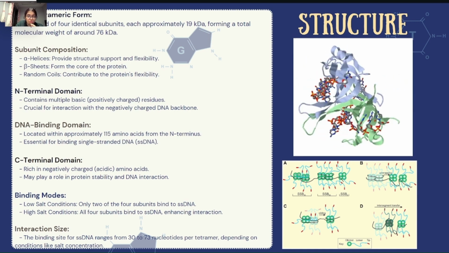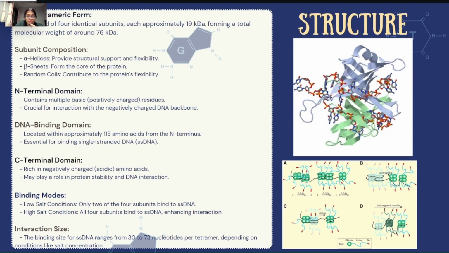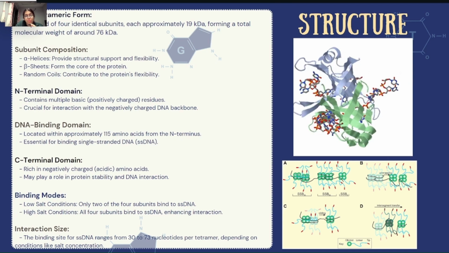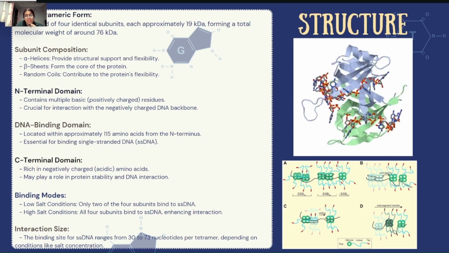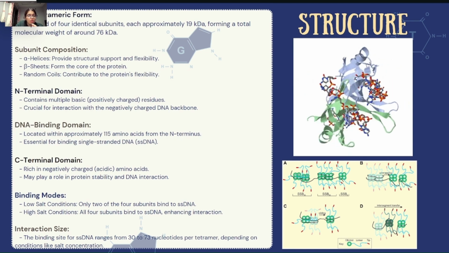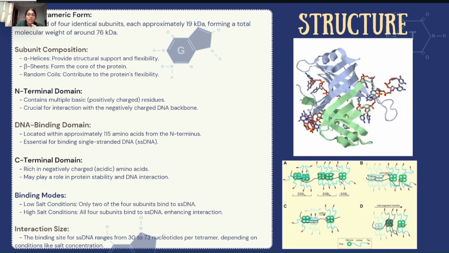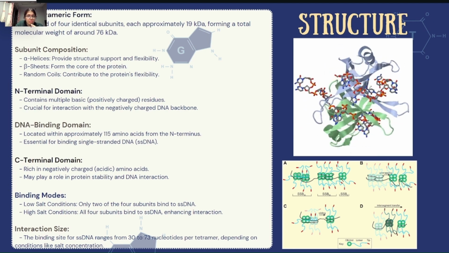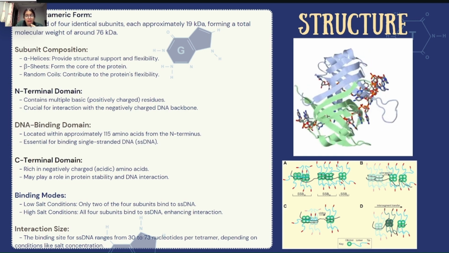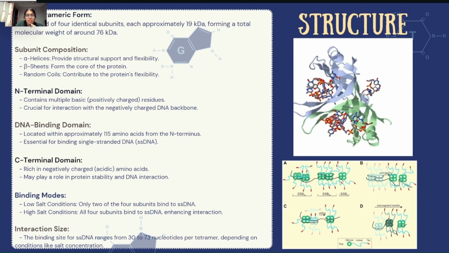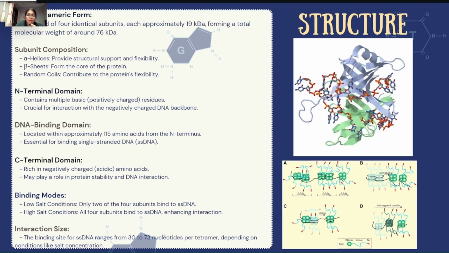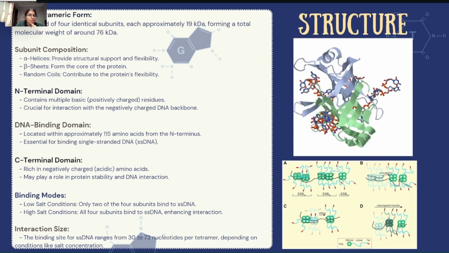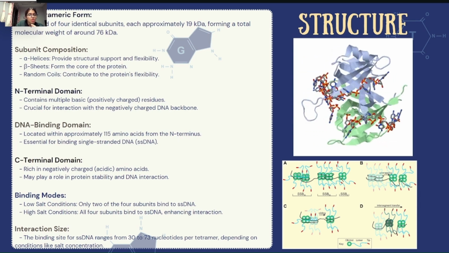And the C-terminal domain is rich in negatively charged amino acids, and it plays an important role in protein stability and DNA interactions. Along with this, it also has a DNA binding domain, which is located approximately 115 amino acids from the N terminus. This domain is essential for the binding of the single stranded DNA, like the loops on the Velcro that catch onto the hooks.